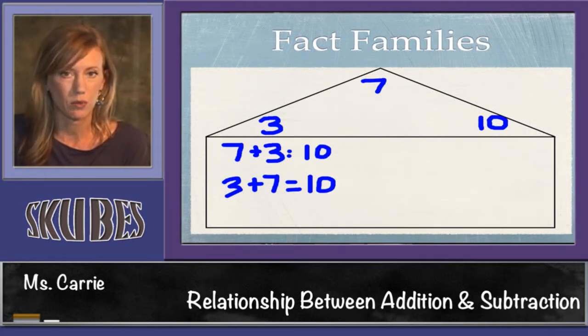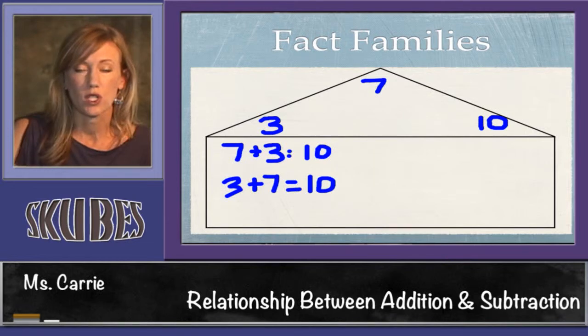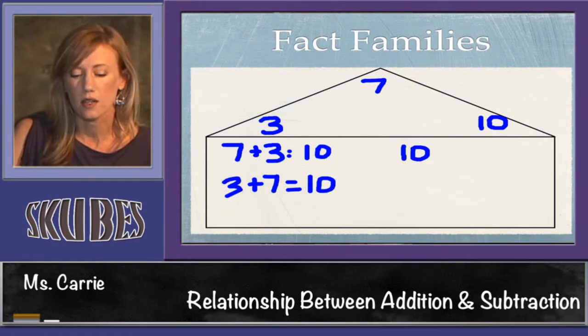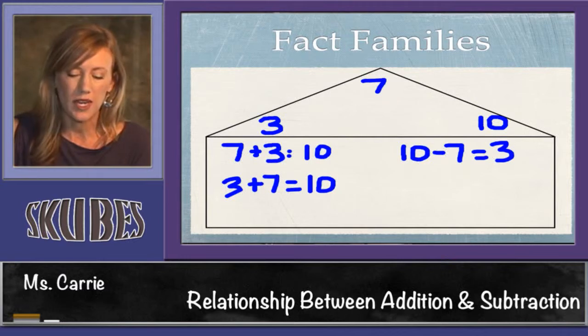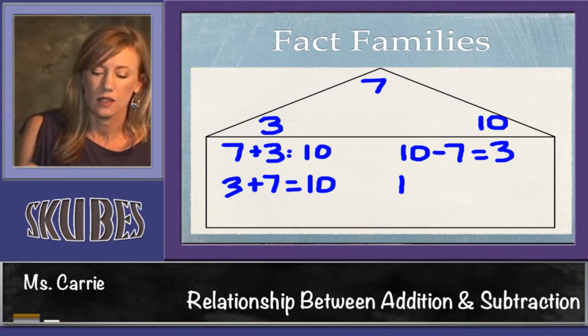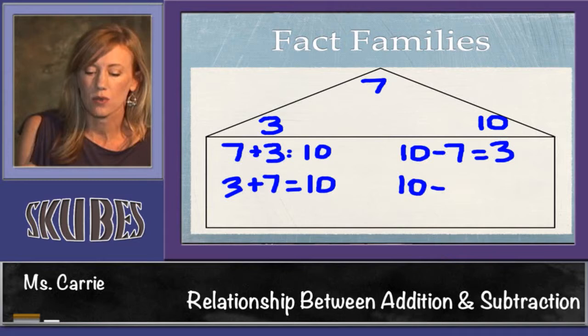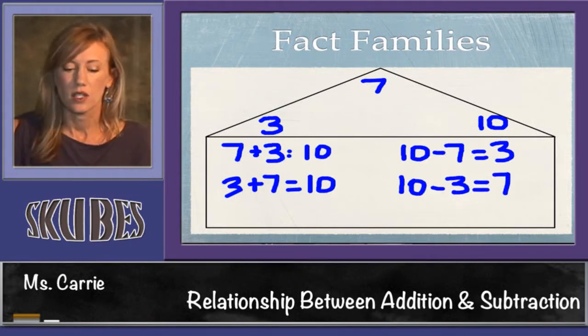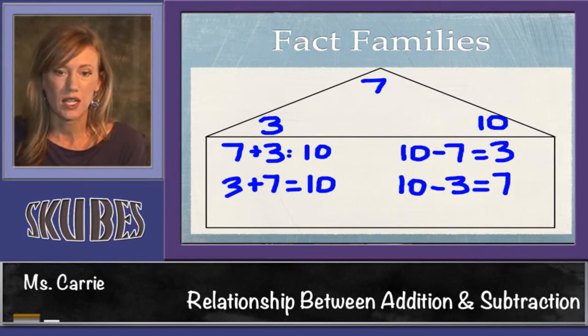Let's see what we can do with subtraction. We always start with the biggest number when we subtract, so we know we have to start with 10. Let's say 10 minus 7 is 3. Well, if 10 minus 7 is 3, then 10 minus 3 is 7. So we came up with four number sentences within the same fact family.